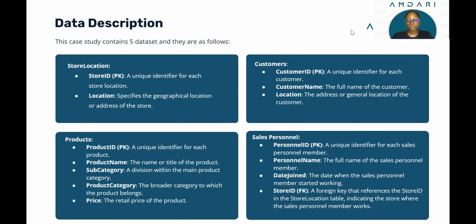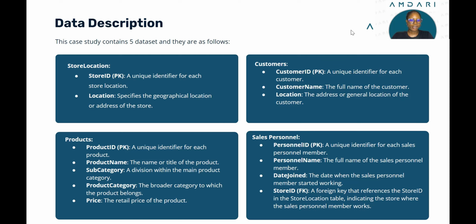The third data we have been provided with is the product data. For the product data, the product ID, which is a unique identifier for each product, is the primary key. The second column in this data is the product name. The product name is the title or the name given to the product. The subcategory is a division within the main product category. We have the product category, which is a broader category to which the product belongs, and the price. The price is the retail price for that product.